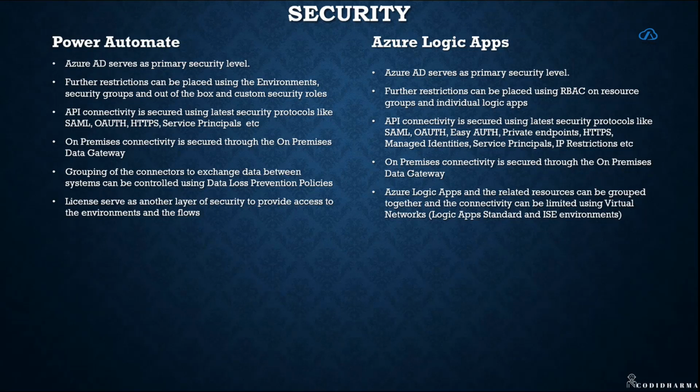Right? Azure Logic Apps also allows us to connect to the systems that are on premises, and that can again be done through the on-premises data gateway, which is a commonality between Power Automate and Azure Logic Apps. Now, Azure Logic Apps and related resources can be grouped together, and the connectivity can be limited to this using virtual networks, right?